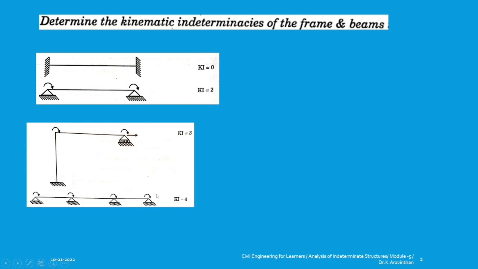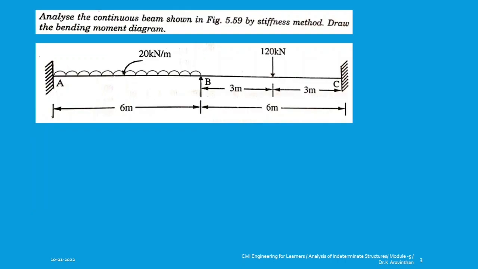Where are these possible kinematic indeterminacy? At each and every joint you can have a rotation. So a rotation is possible. Hence this structure is kinematically indeterminate to 4. So find the difference between static indeterminacy and kinematic indeterminacy. Kinematic indeterminacy is number of movements which are possible to a structure, and static indeterminacy says how many number of support reactions are here when comparing to equilibrium equation. Okay.